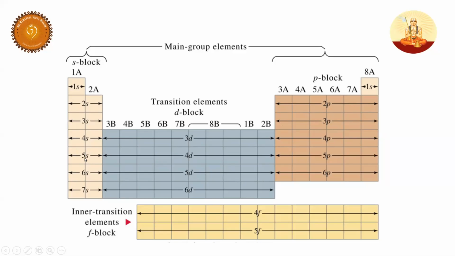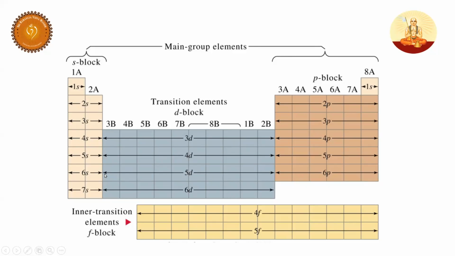Similarly, you have 5s, rubidium and strontium. And 4d elements, yttrium to cadmium. And 5p elements, from indium to xenon. Similarly, 6s elements, cesium and barium. 5d elements, lanthanum to mercury. And 6p elements, thallium to radon. 7s elements, francium and radium.